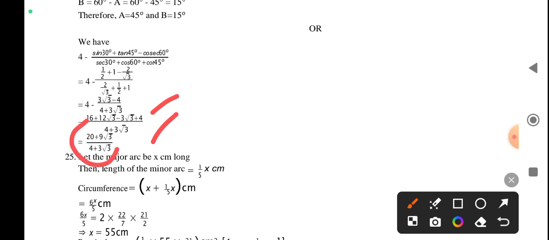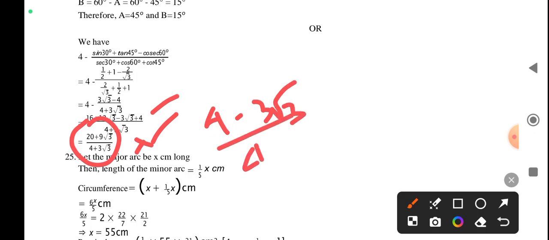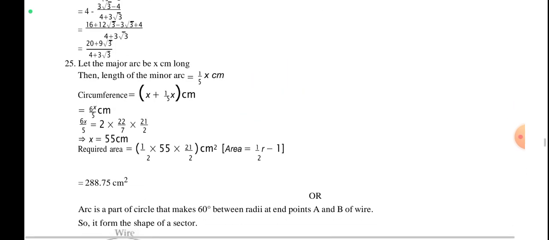Actually, we won't stop here. We will take the conjugate also, but they stopped here. Usually we will take the conjugate, 4 minus 3 root 3 by 4 minus 3 root 3, and get the answer. Since it's a 2 mark question they may stop, but preferably take the conjugate.